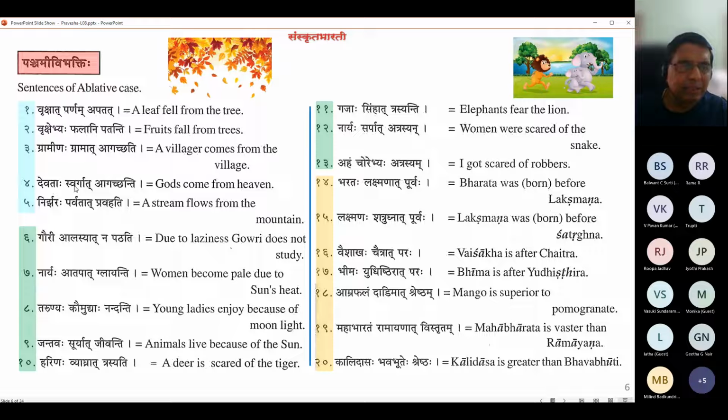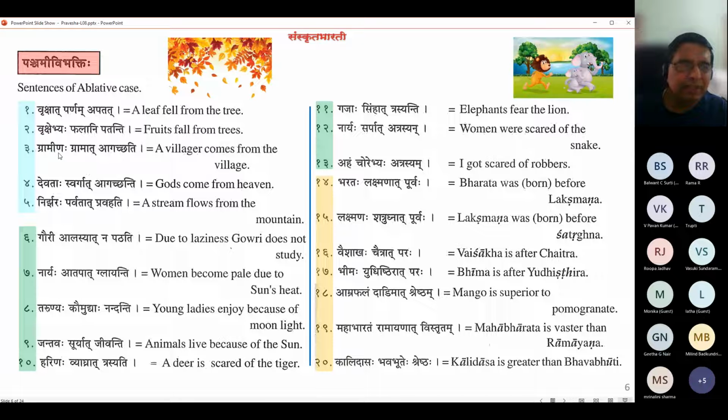So devatas separate themselves from Swarga and come hopefully to our Loka. Then Nirjaraha Parvatat. Nirjaraha is like a mountain stream. So that separates from the mountain and flows down. These kinds of separations are obvious from this.